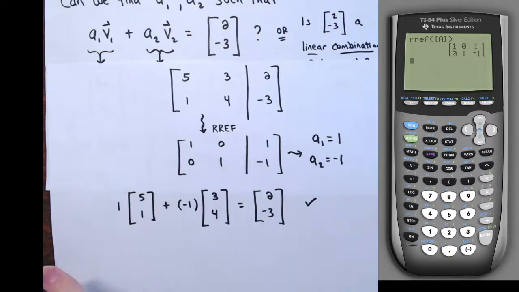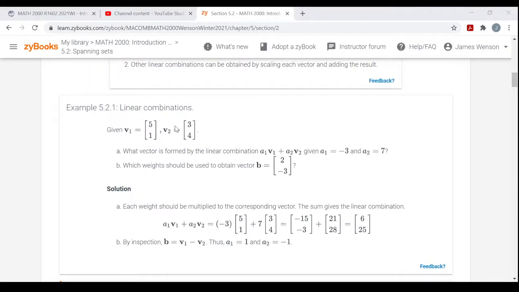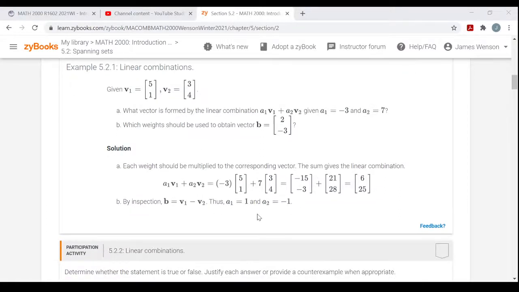But we're going to see that all this linear combination stuff, determining if one vector is a linear combination of a set of vectors, is going to boil down to whether or not some system of equations has a solution. And again, you could say by inspection, I can see if I just subtract these, I'll get 2, negative 3. It's not always going to be that easy, though. Like I said, I'll be setting up systems every time.